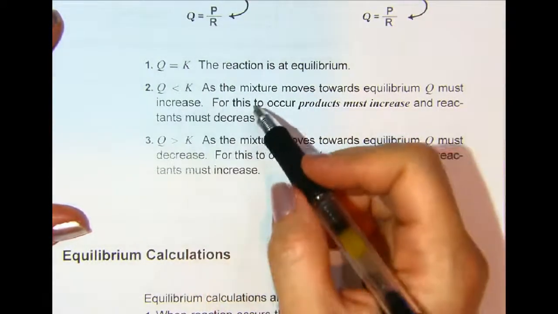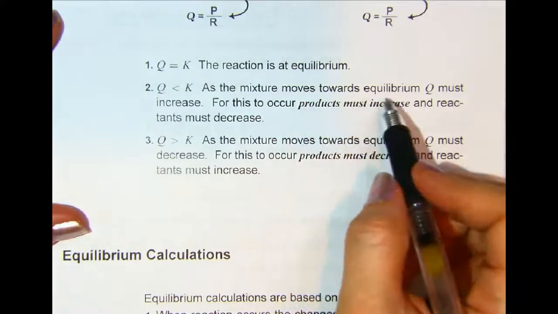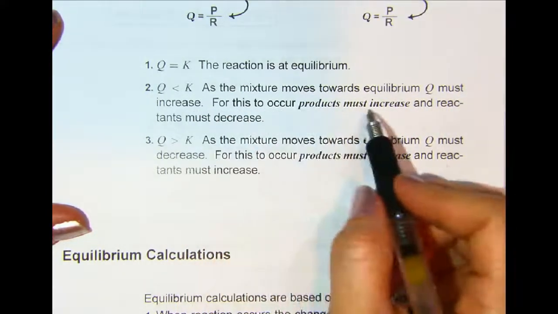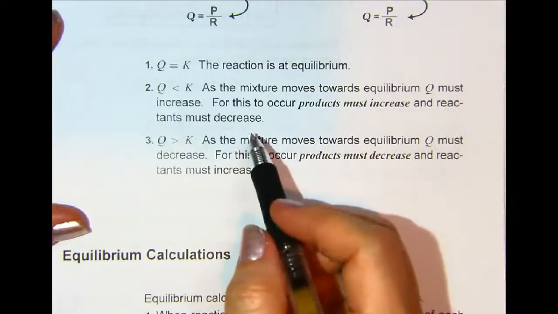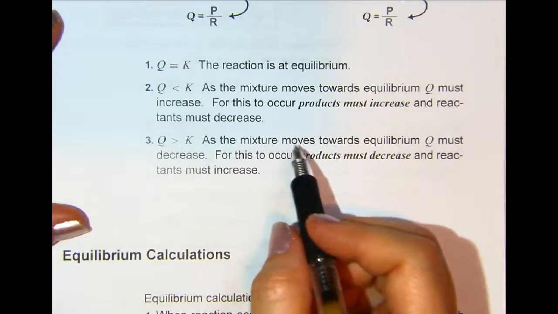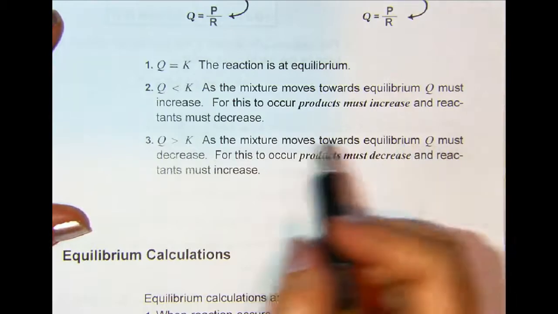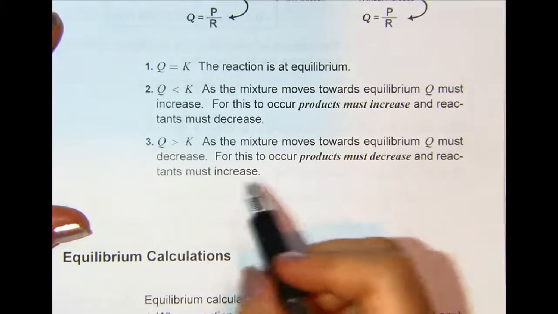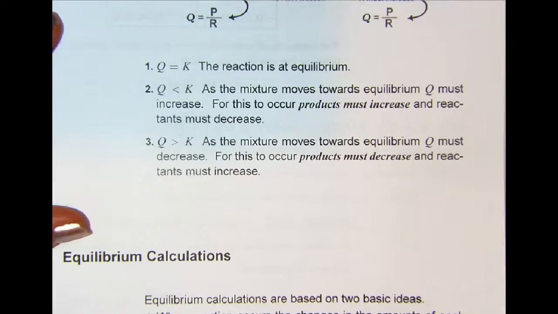Q less than K, as the reaction mixture moves towards equilibrium, Q must increase. For this to occur, products must increase and reactants must decrease. If Q is greater than K, as the reaction mixture moves towards equilibrium, Q must decrease. For this to occur, products must decrease and reactants must increase.